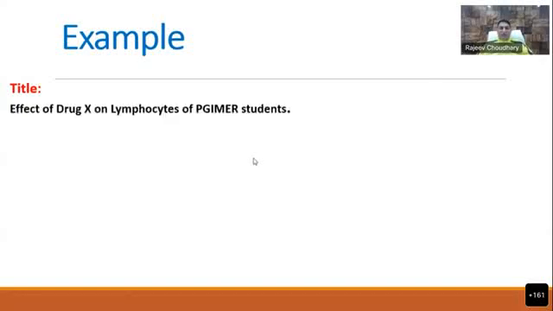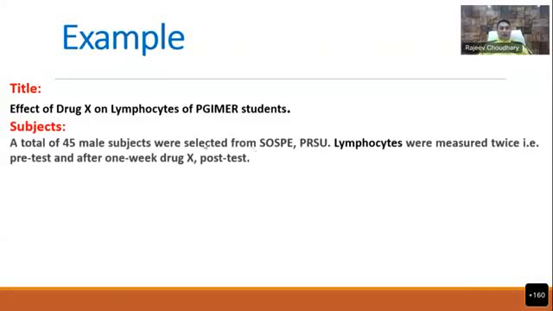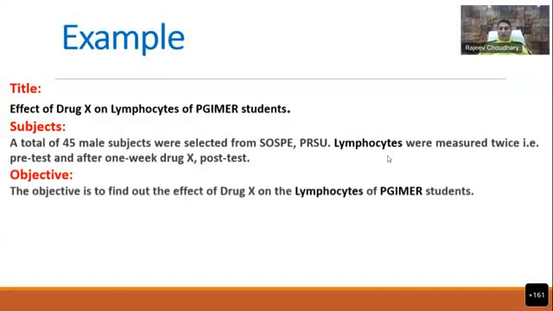This will be clear with a hypothetical example. The investigator wants to conduct a study that belongs to an experimental study, with the title effect of drug X on lymphocytes of PGIMER students. There is a drug named X and the investigator wants to find out its effect on lymphocyte counts. The researcher selected 45 male subjects, and lymphocytes were measured twice.